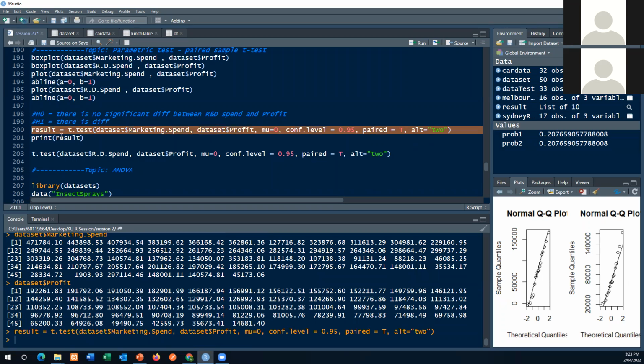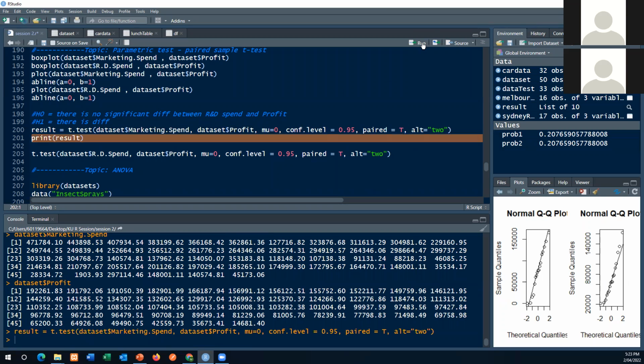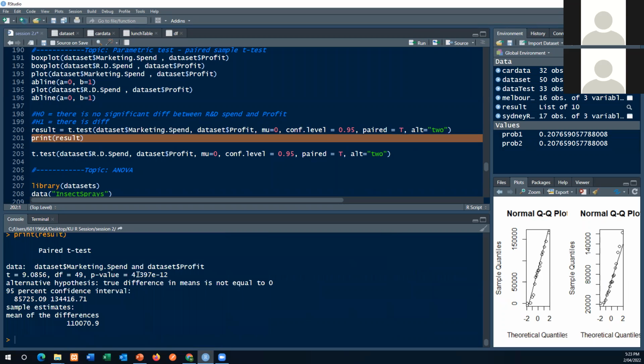So if I run this and you see the result, we can see it is significantly low. That means we reject the null hypothesis. So we cannot accept the null hypothesis. That means it is telling us, yes, we find this is significant: there is a significant relationship, or a significant intervention has been applied, and a significant relationship has been found between the expenditure, R&D spend, and the profit, which is plausible, which is rational, right?